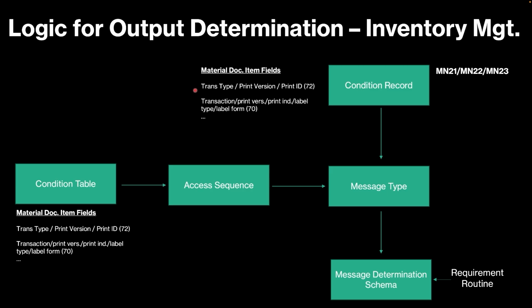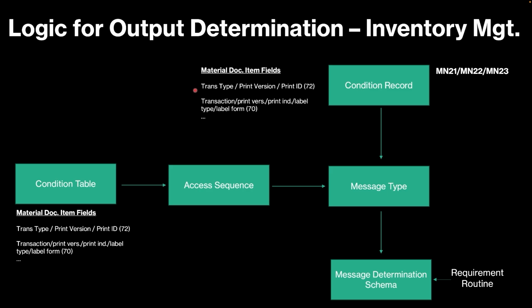Now always remember that for inventory management, we generally use the standard message types and access sequences created in the system, but you can also create your custom condition tables, access sequence, and message type. We'll see how we can create the custom condition table, access sequence, and message type, and how that can be determined in your material document.